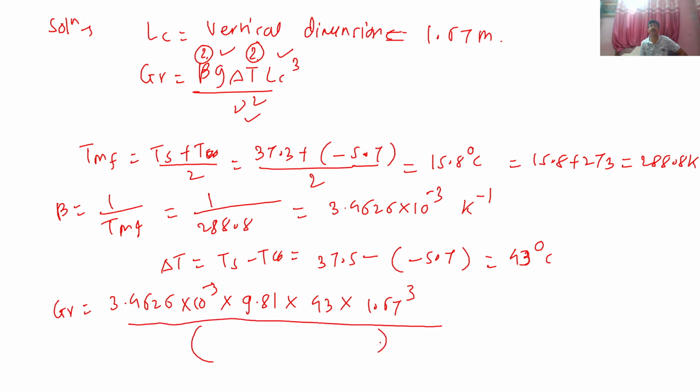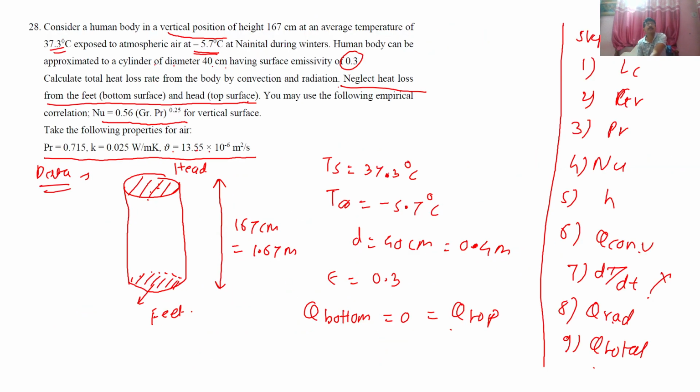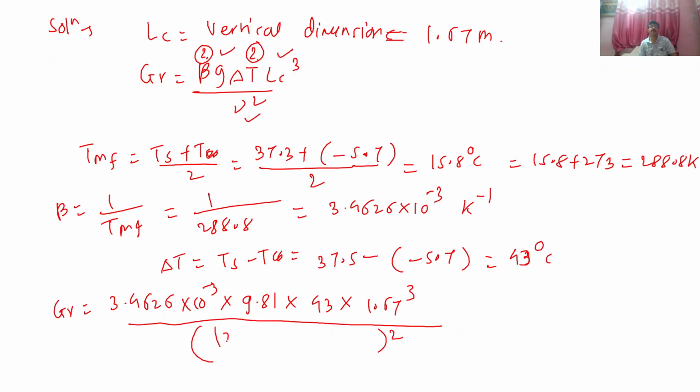न्यू कहाँ होगा? प्रॉपर्टी टेबल में. इसका स्क्वायर है 13.55 into 10 raised to minus 6. So value of Grashof number is appearing as 3.7051 into 10 raised to 10. This is the value. Now what is the next step?